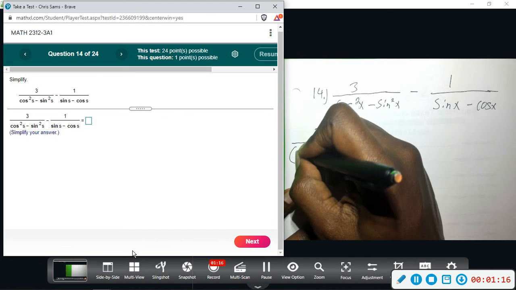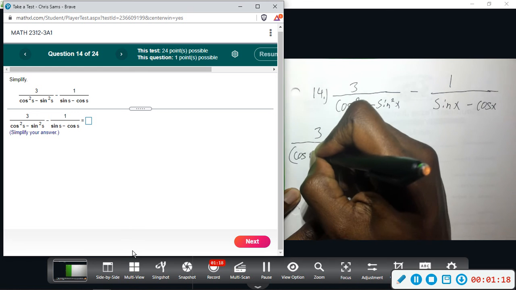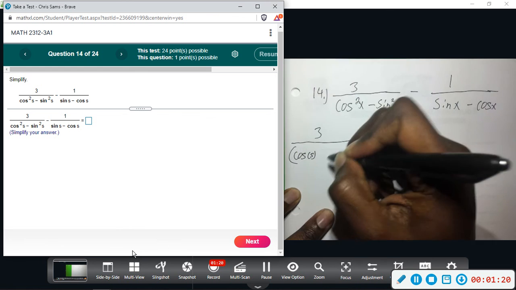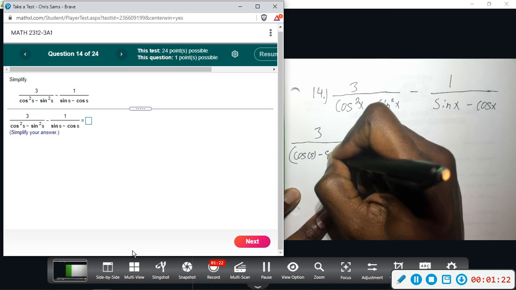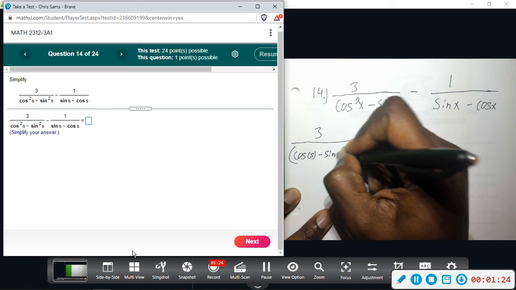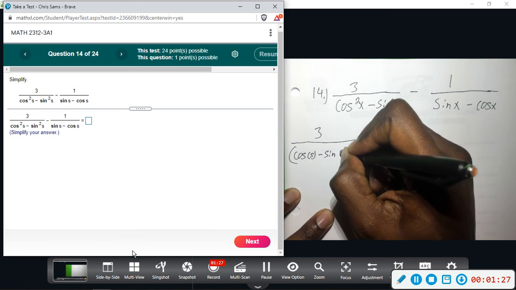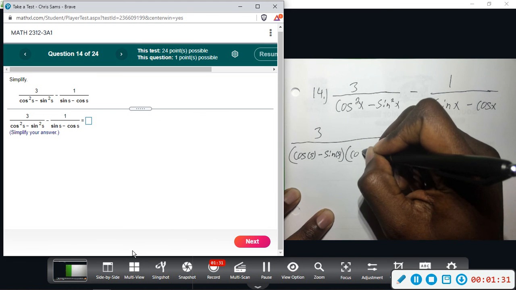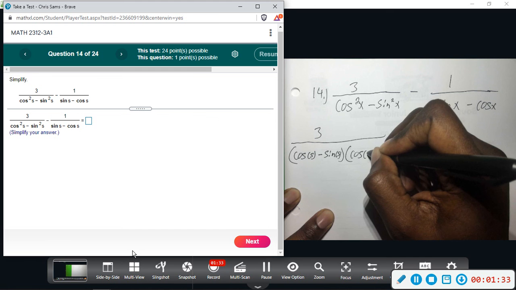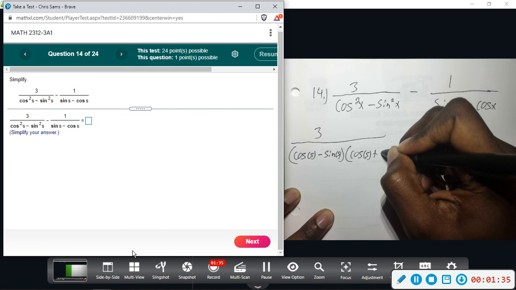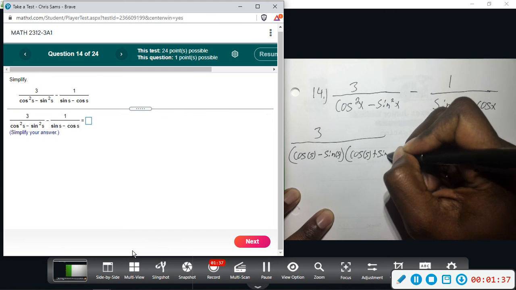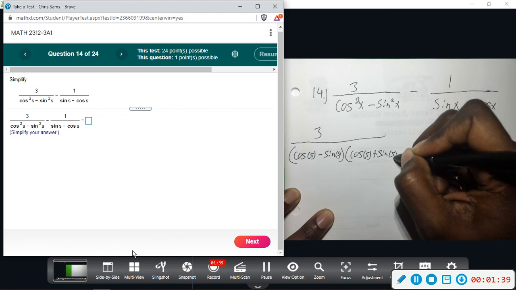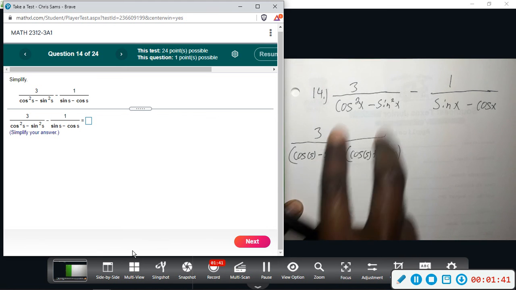Difference of squares, this will be a cosine. I'll go ahead and change it back to s now. Cosine s minus sine s. And then we have cosine s plus sine s. Okay, so that's what this factors to.